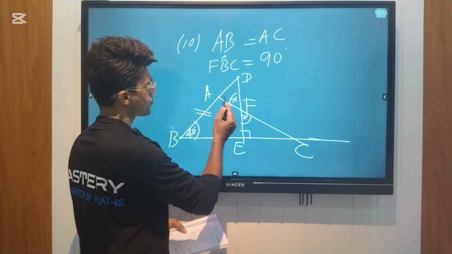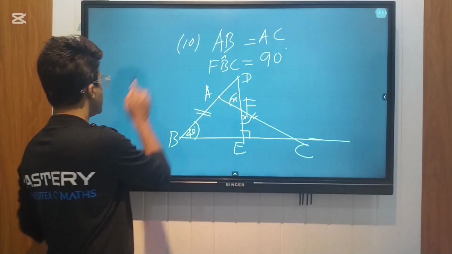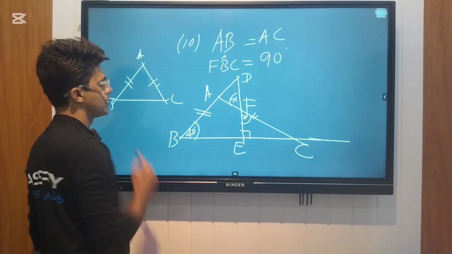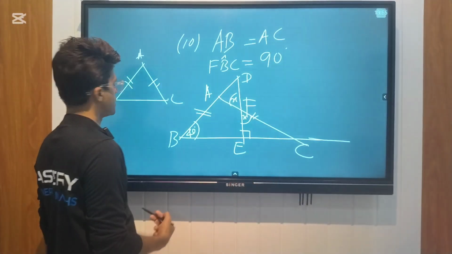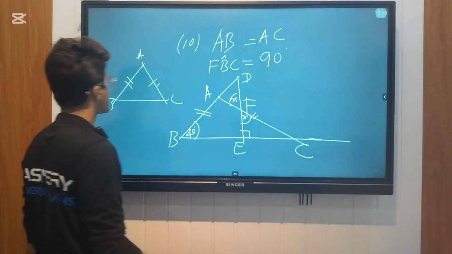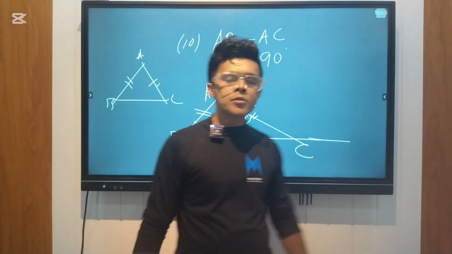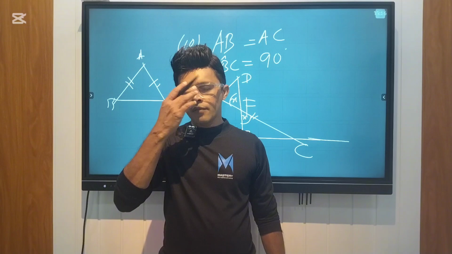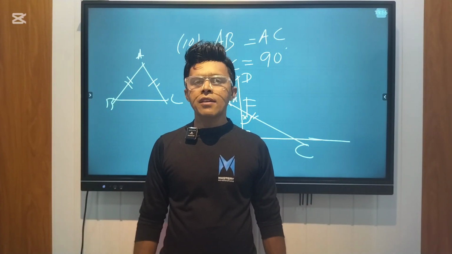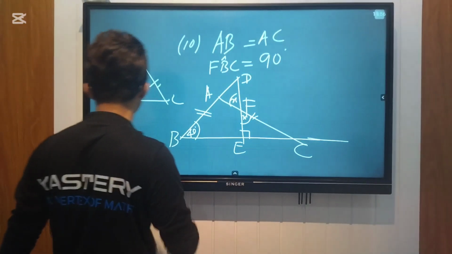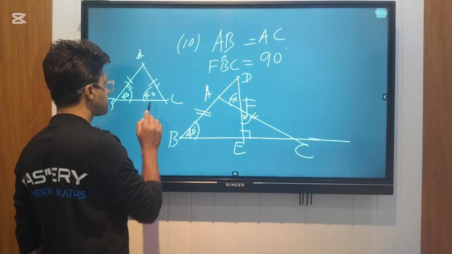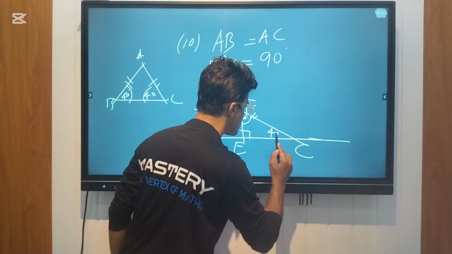This is 40 degrees and this angle is given as 90 degrees, and it also says that AB equals AC. In the triangle ABC, AB equals AC. So when it comes to an isosceles triangle, the angles opposite to the equal sides are equal in magnitude. It is given this angle is 40 degrees. If this is 40, this one also should be equal to 40.